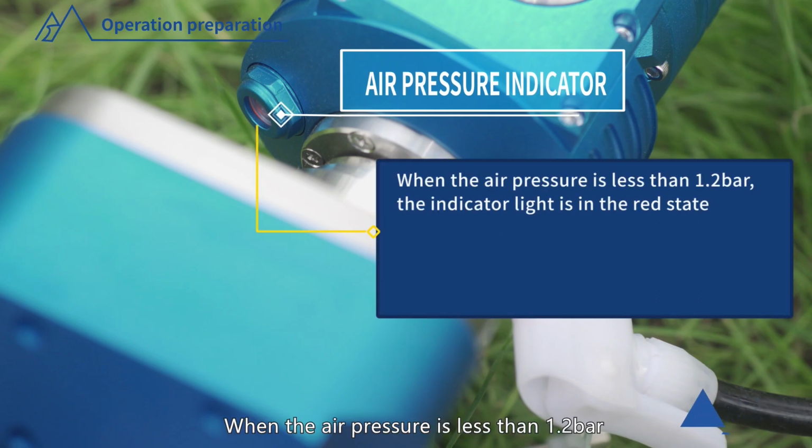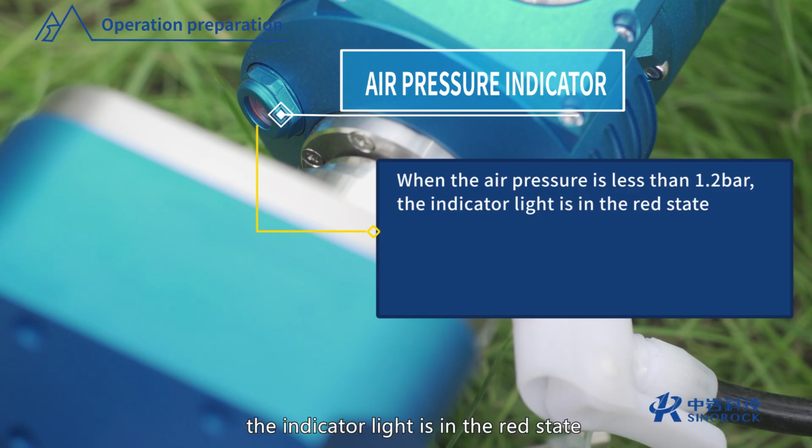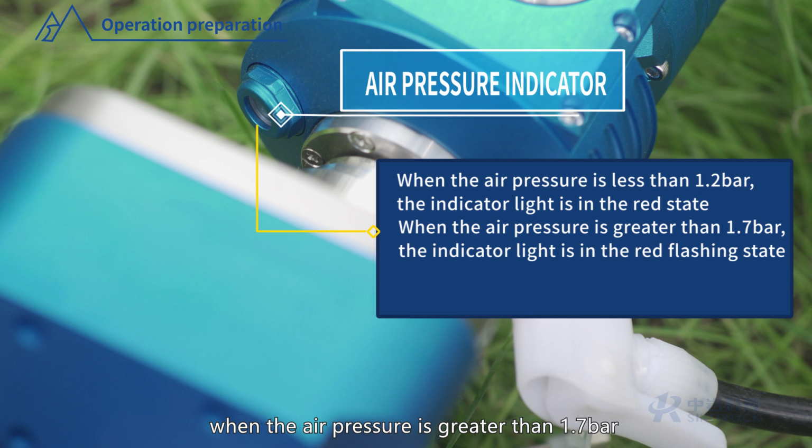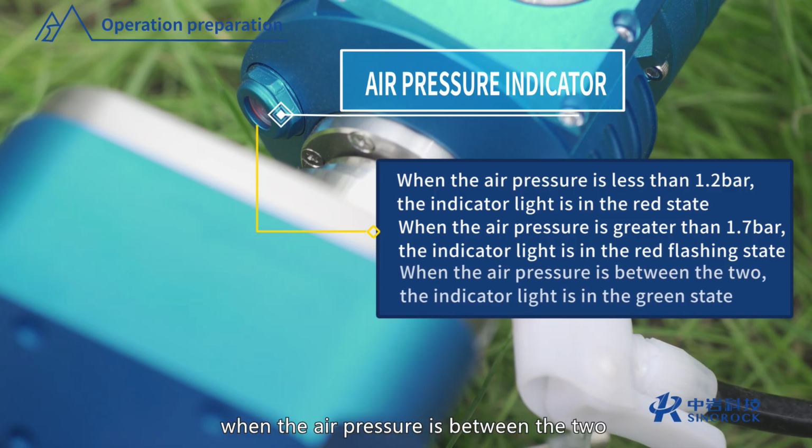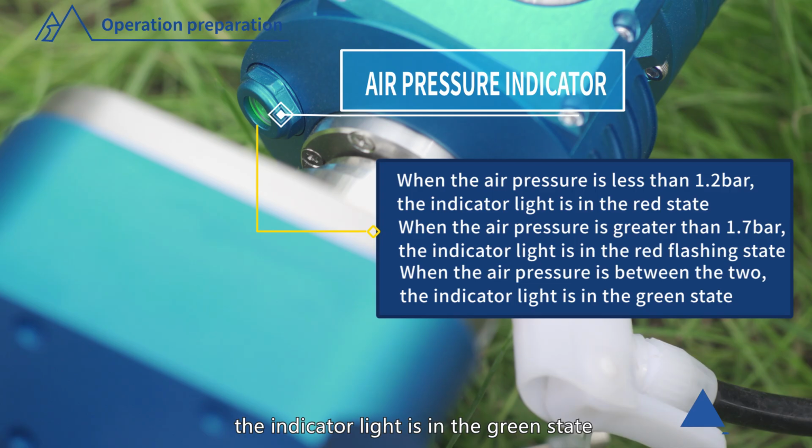When the air pressure is less than 1.2 bar, the indicator light is in the red state. When the air pressure is greater than 1.7 bar, the indicator light is in the red flashing state. When the air pressure is between the two, the indicator light is in the green state.